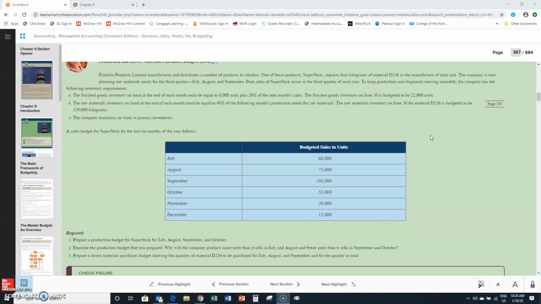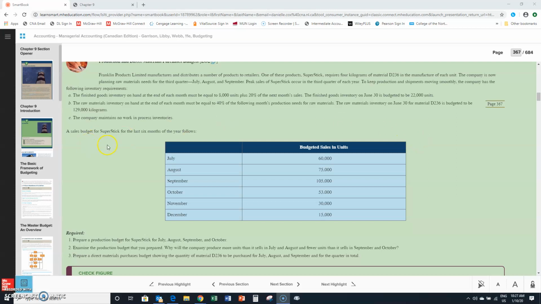Peak sales of SuperQuick occur in the third quarter of each year. To keep production and shipments moving smoothly, the company has the following inventory requirements. So A, the finished goods inventory on hand at the end of each month must be equal to 8,000 units plus 20% of the next month's sales. The finished goods inventory on June 30th is budgeted to be 22,000 units.